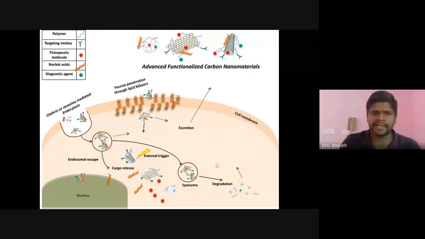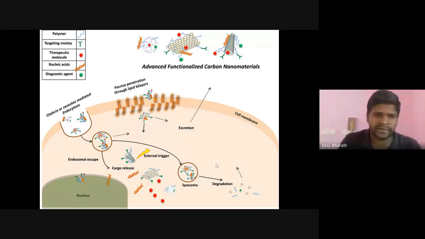Especially this diagnostic agent makes it very easy to monitor where your materials are going, especially inside the cells. We can easily monitor outside the cells, okay, when we use microscope images, especially cellular images. So these are all the different advanced functional carbon nanotube materials used for biomedical applications. So in this work, the people loaded the therapeutic molecules.